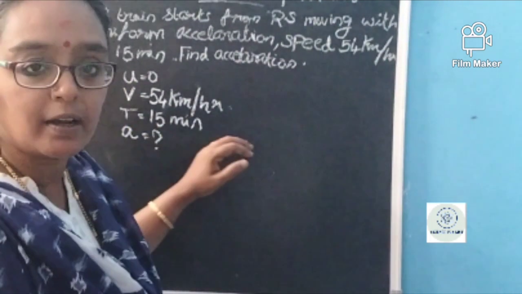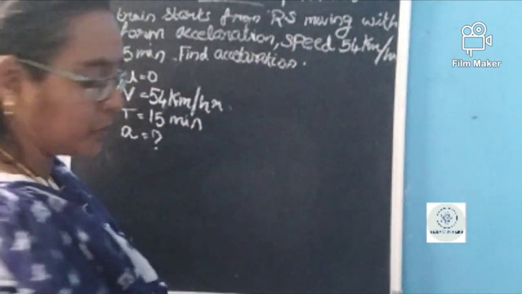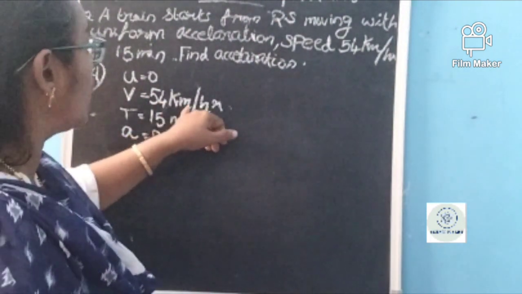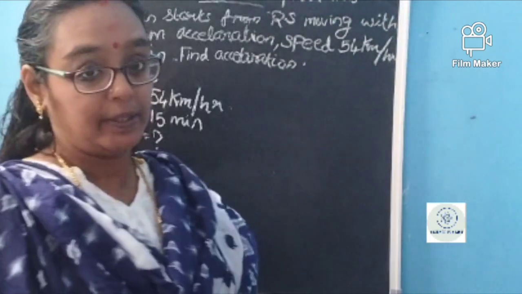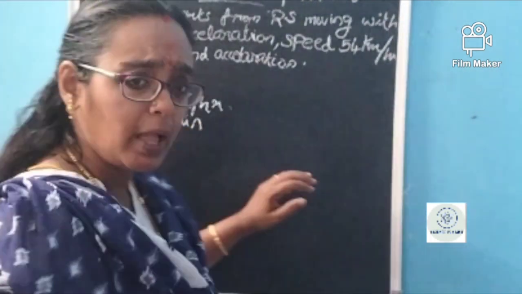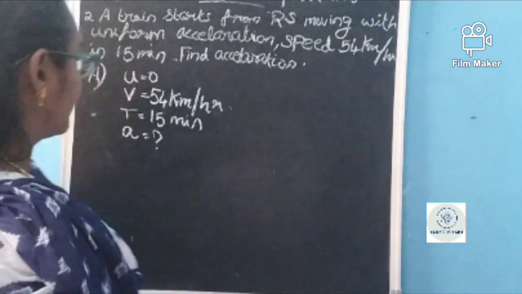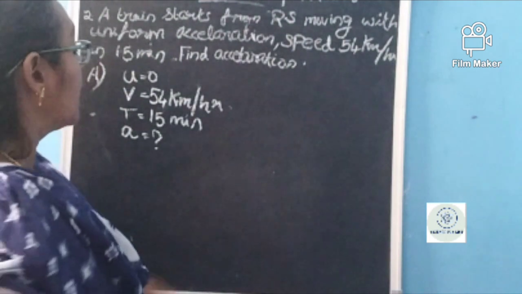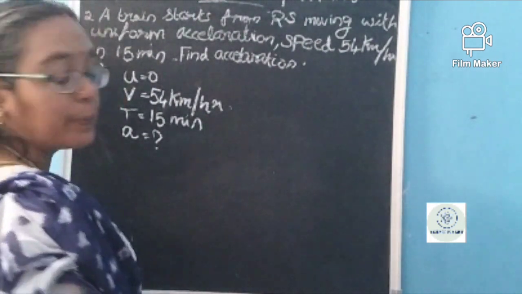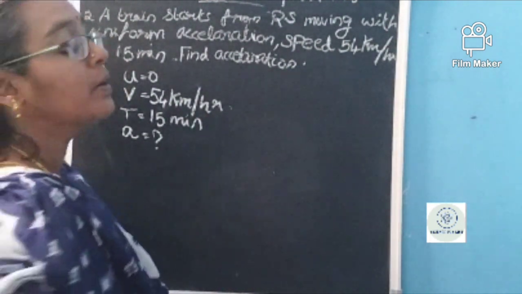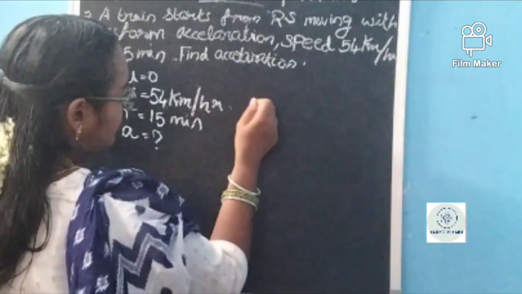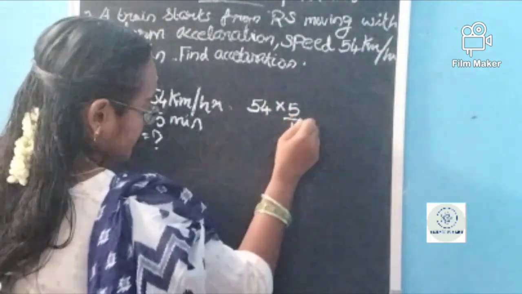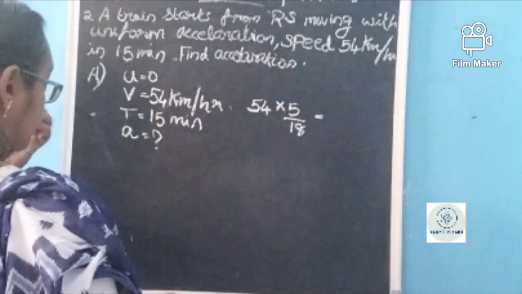Up to this extent we understood, right? Here they have given V as 54 km per hour. We have to convert in MKS unit, okay? Meter kilogram second. See, 54 km/h can be converted into meter per second by multiplying with what? By multiplying with 5 by 18. So that's equal to 54 into 5 divided by 18 is equal to what, ma?